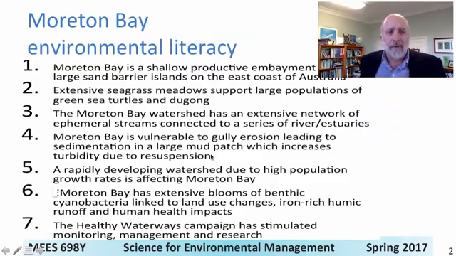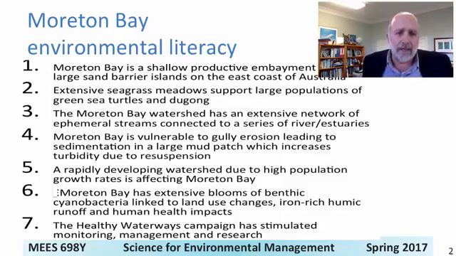So a few environmental literacy principles on Moreton Bay. It's shallow, it's productive, it's formed by large sand barrier islands. It's got extensive seagrasses which support turtles and dugongs. It's got a big watershed with lots of ephemeral streams. It's vulnerable to gully erosion that creates sedimentation. It has a rapidly developing watershed, big population pressure. It's the equivalent of a sun belt.